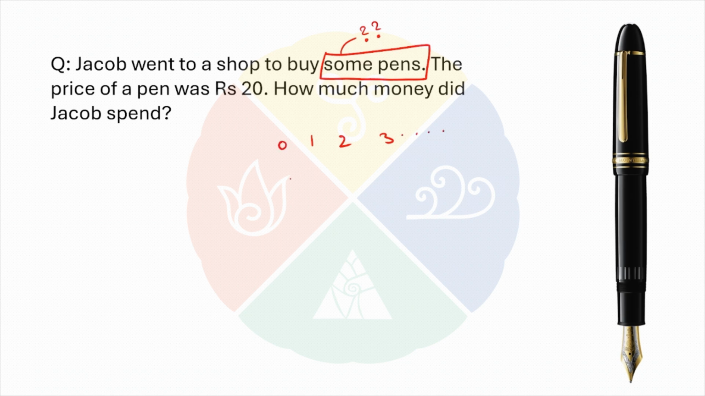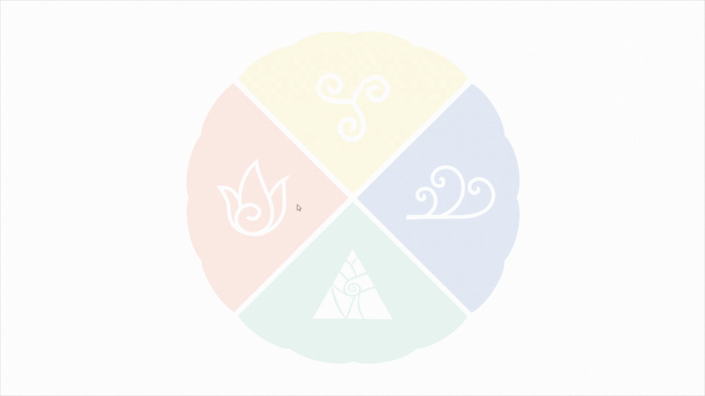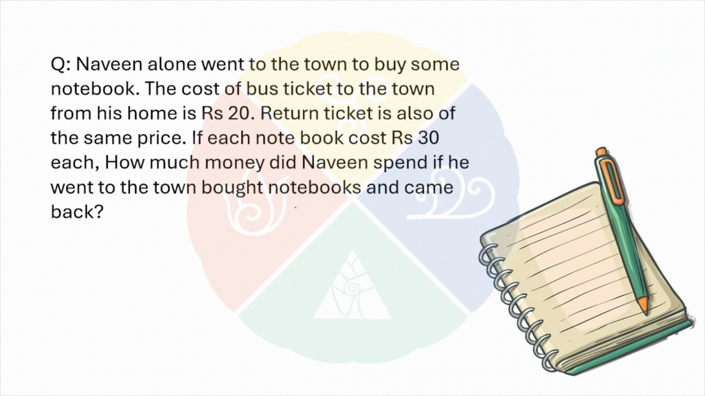So since it's an unknown value, we can call it x or p or n, whatever you feel like. Even your local languages you can select. So that's it. The variable here is the number of pens. We can say that Jacob bought x pens. Now look at this and tell me what is the variable. You just have to answer what the variable is.